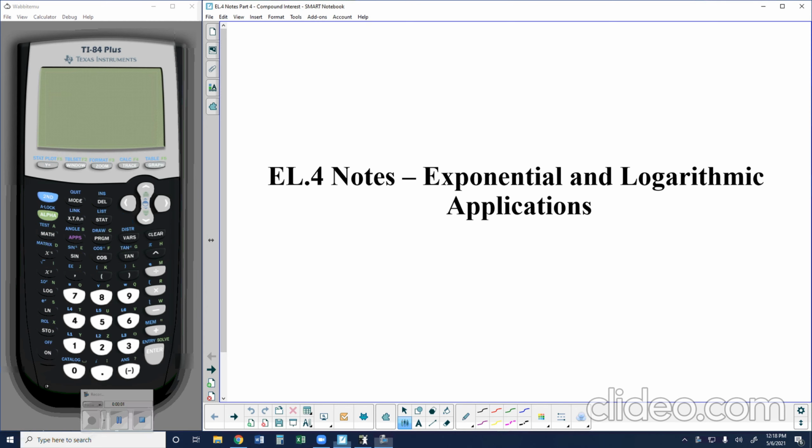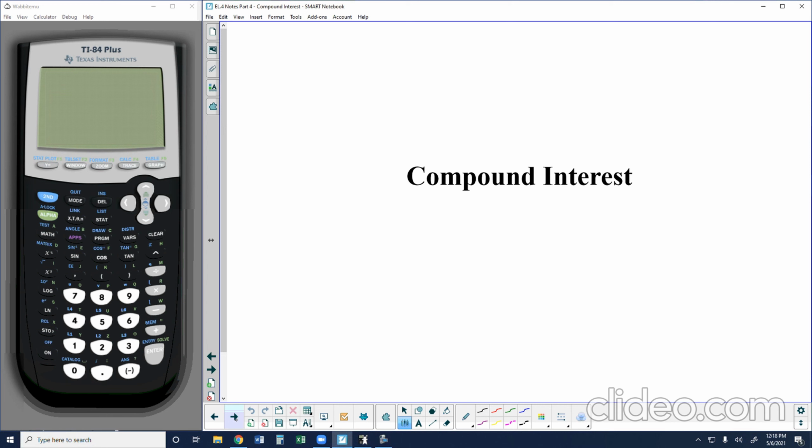What's up, guys? Welcome back to another Algebra 2 instruction lesson here as we continue our work with exponential and logarithmic applications. Today we're going to take a step into the world of finance and work with equations and situations involving compound interest.